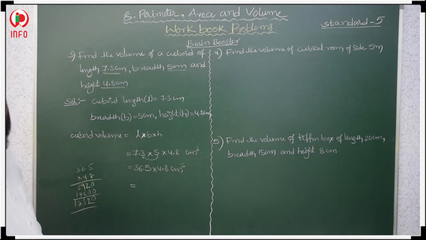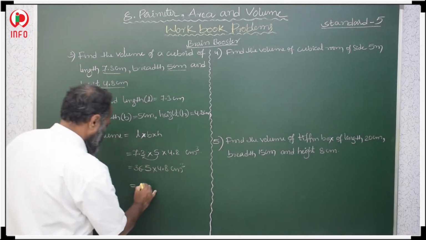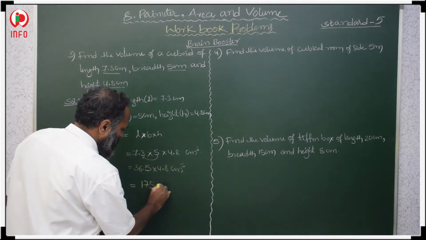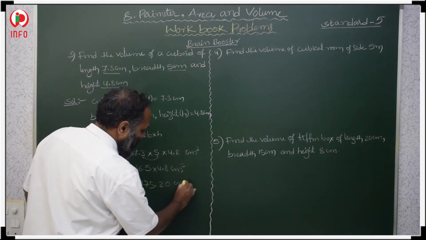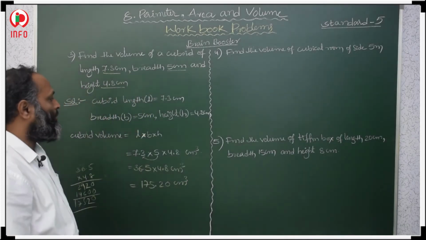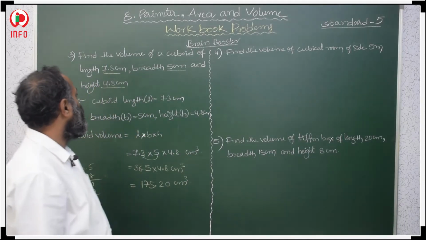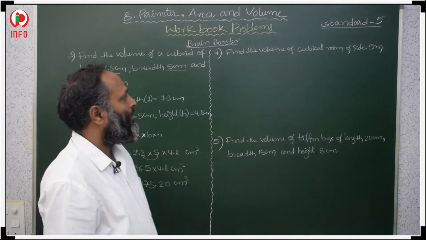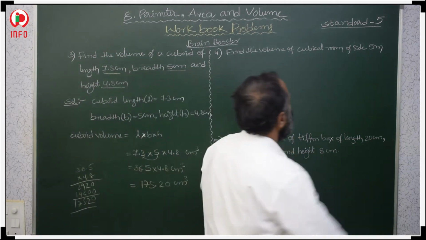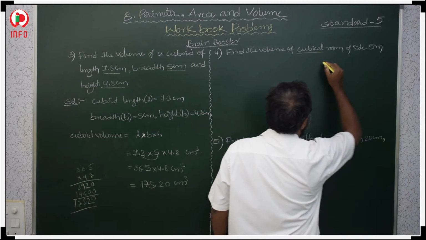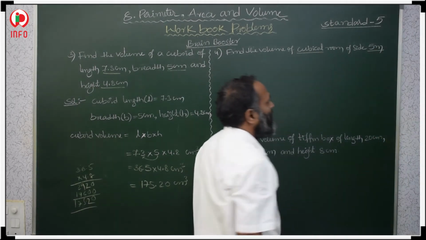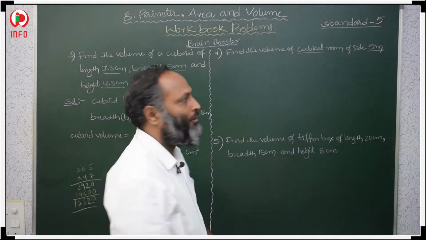175.20 centimeter cube. So this is the volume of this cuboid. Okay. Here a cubical room is given. So the cubical room side is 5 meters. Then what is the volume?